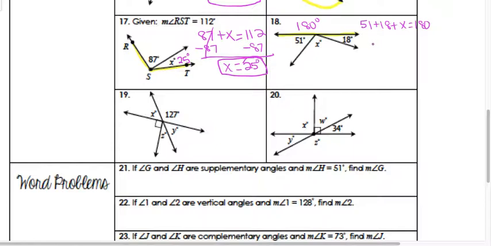Now you're going to be going 69 because I'm adding 51 and 18. That gives you 69. 69 plus x equals 180 degrees. Now, this is where you're going to be subtracting 69 because we have to move it from over here to the other side of the equal sign. So subtract 69. These cancel out. Bring down your x. And x equals 111. Is that right? Yep, 111. So here's your answer. We found it, 111 degrees.